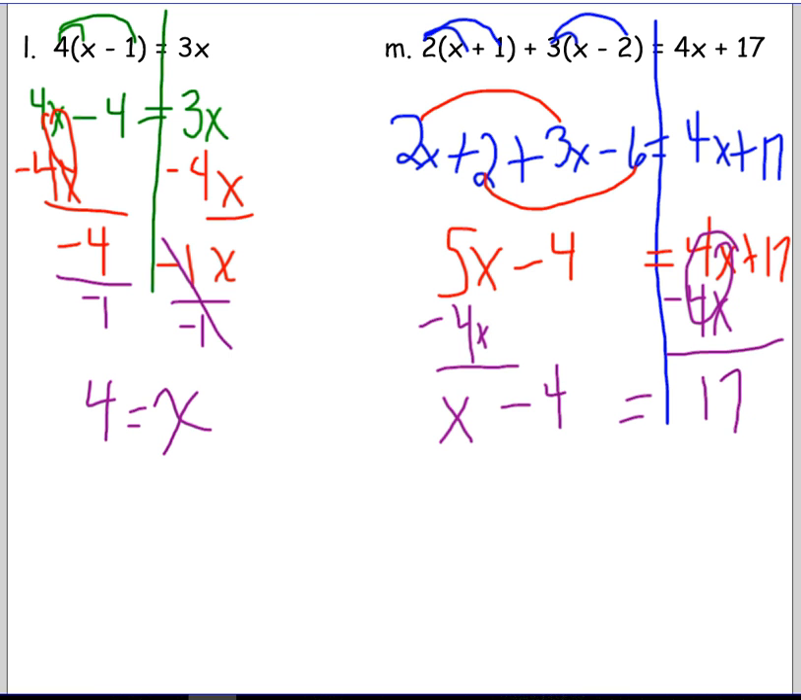And now our final step to get x by itself is to get rid of the negative 4. So we'll add 4 to both sides. So we'll bring down our x. Minus 4 plus 4 zeros out. And 17 plus 4 is 21.